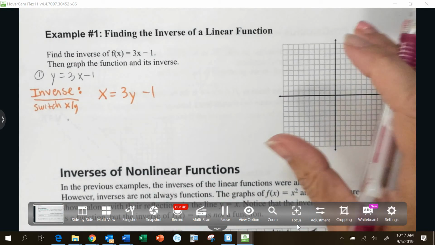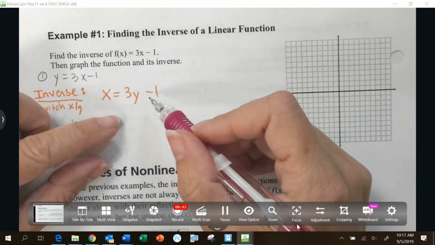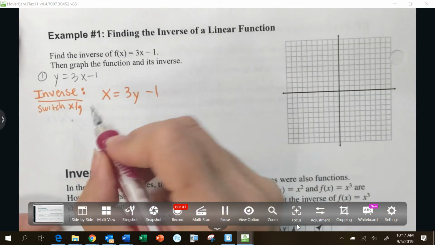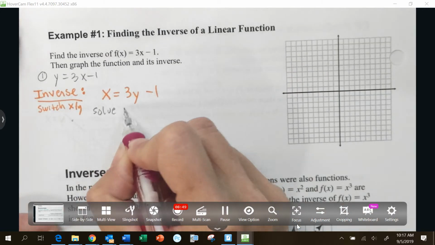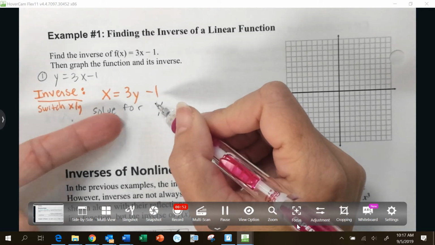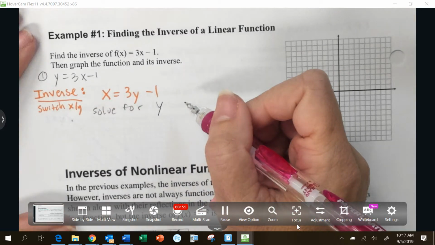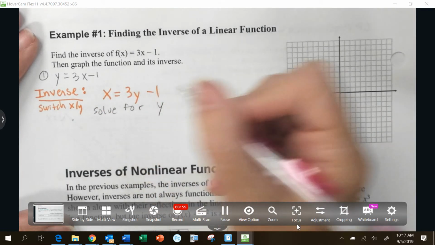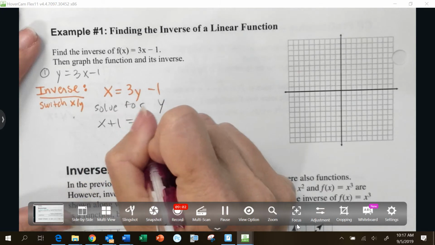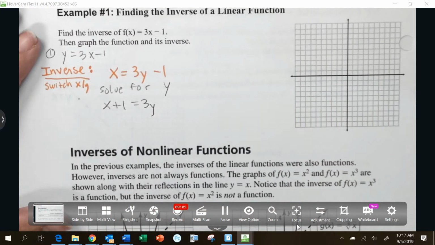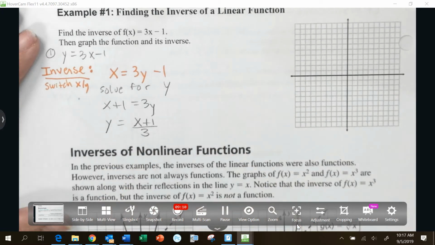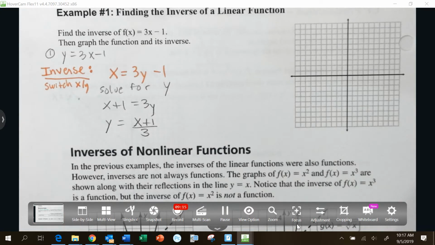Well, except we need to graph it. So we don't leave it like x equals. We never leave the equations as x equals. We just change them around and now solve for y. So that is the inverse equation, but I am going to solve that for y. So what am I going to do to both sides to solve that for y? Add 1. So I have x plus 1 equals 3y. Divide by 3. So I have y equals x divided by 3. That's all for y. So that's the inverse equation.